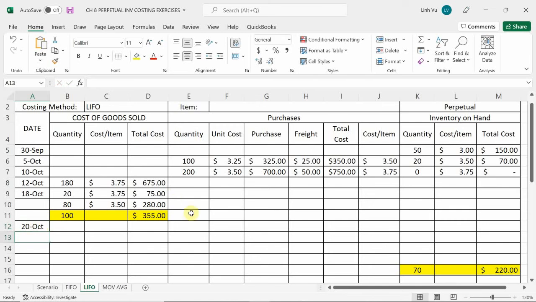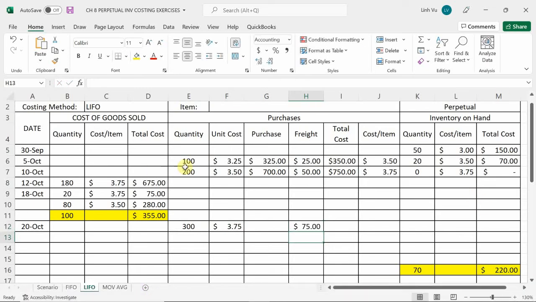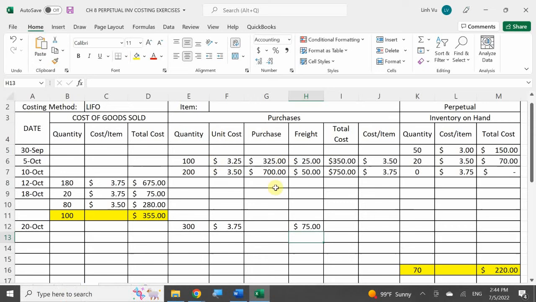October 20th, we purchased 300 units at $375, with a freight of $75. So what's my purchase price here? 1125, plus 75, 1200.